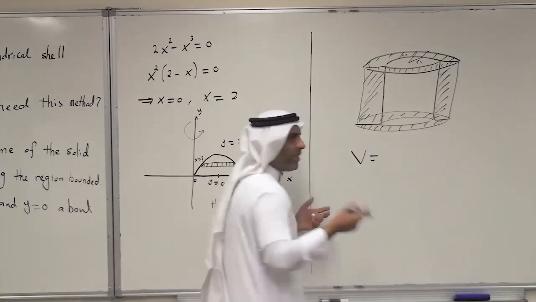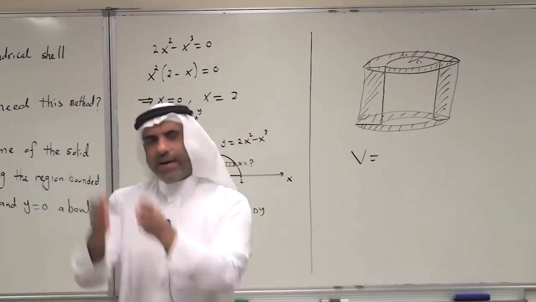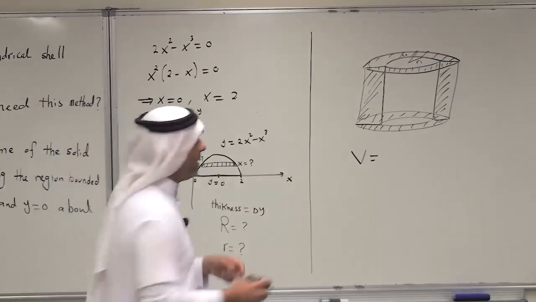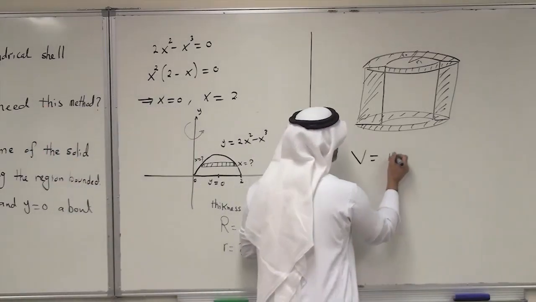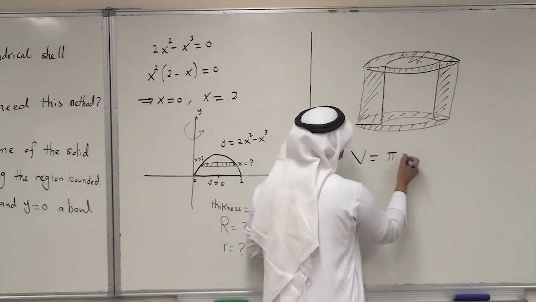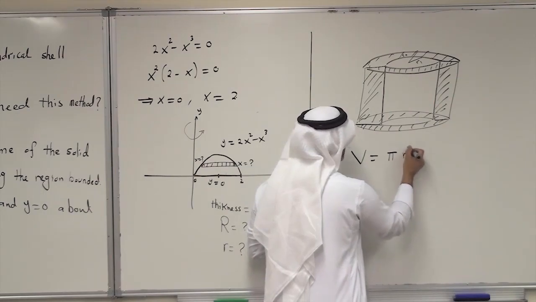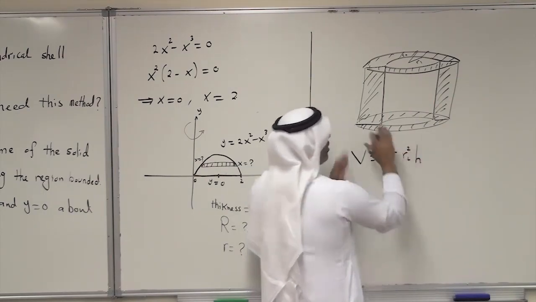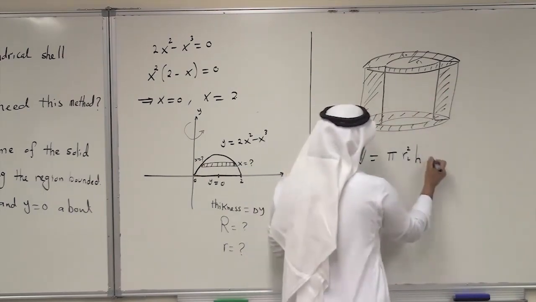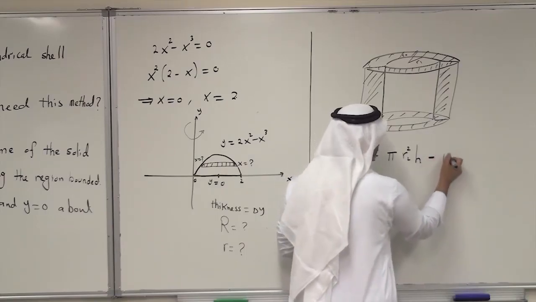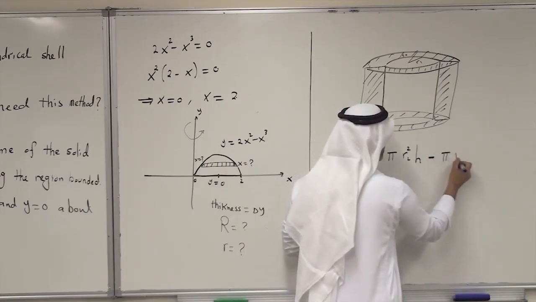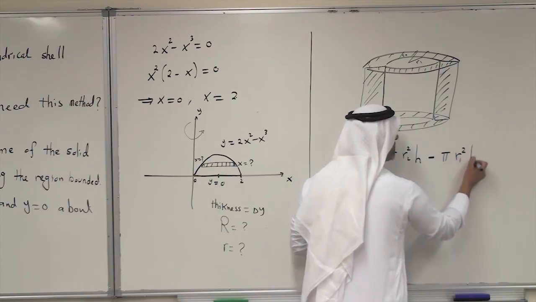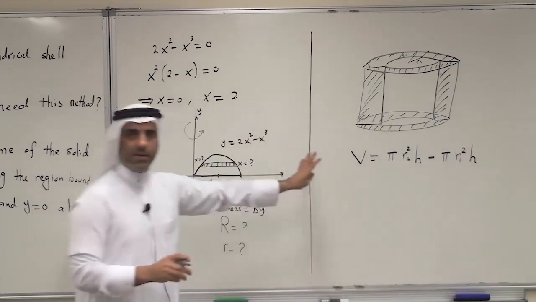Okay, what is the volume of a cylinder? It is pi r squared times the height, right? So it is pi times r2 squared times h. That will give me the volume of the outer cylinder. I need to subtract from it the volume of the inner cylinder. So it is pi r1 squared times h. Okay, that's the formula we have.